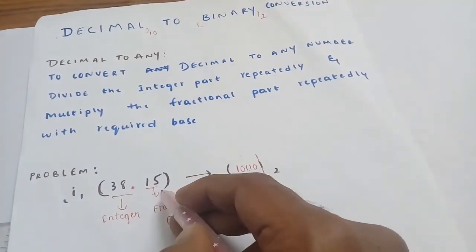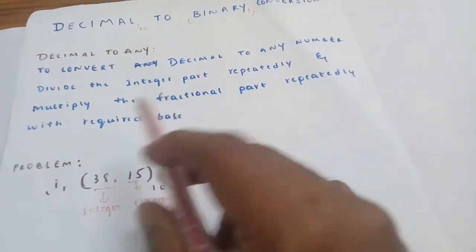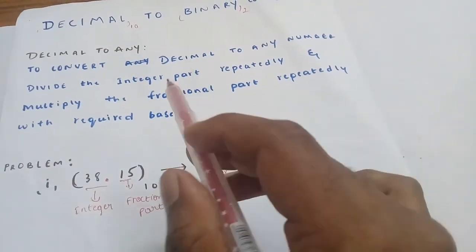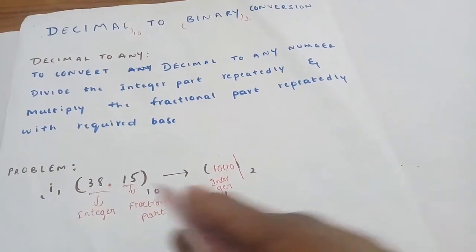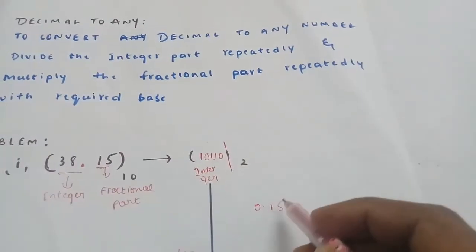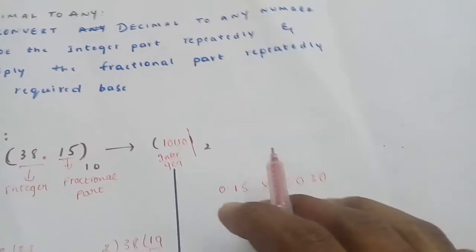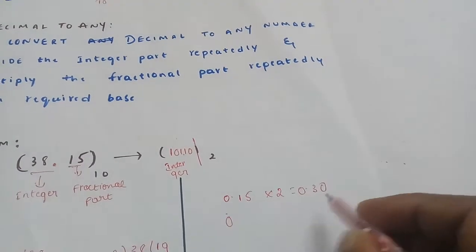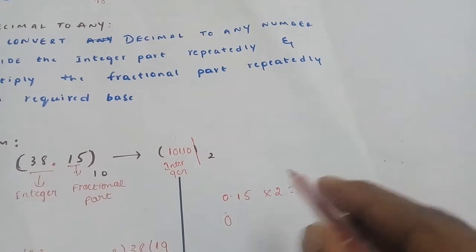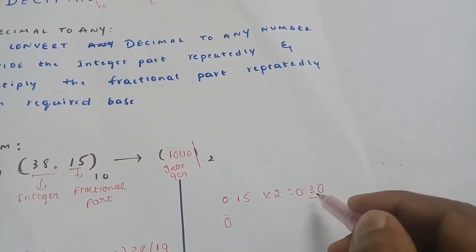To find the binary equivalent of the fractional part, multiply the fractional part repeatedly with the required base 2. The fractional part is 0.15. 0.15 into 2 will be 0.30. We have to take out the integer part and again take the fraction part.